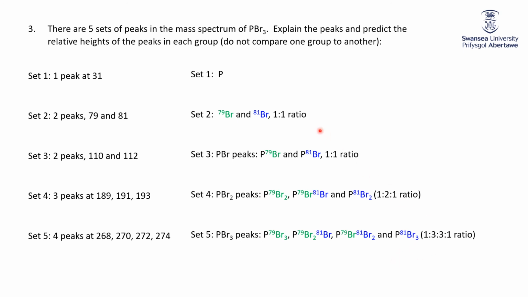The ratios, how well you get the 1 to 2 to 1, the 1 to 3 to 3 to 1, depends upon your maths. But hopefully you can, without the maths knowledge, just looking at the arithmetic, understand the peak values, the 268, the 270, 272, 274, as exemplified here.